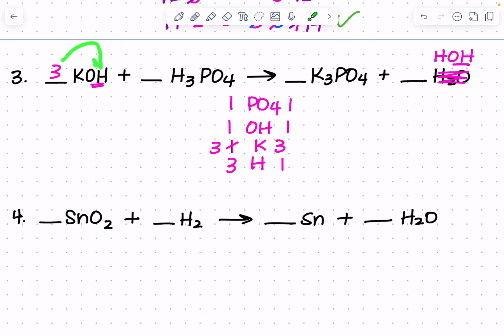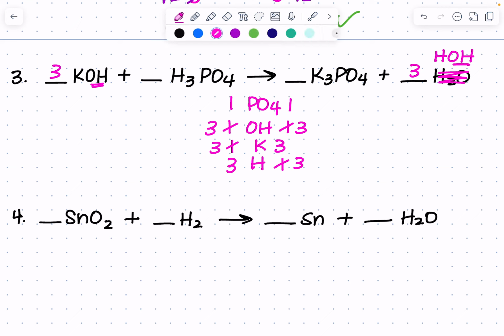That also changes my OHs. So my OHs are now 3. All right, let's fix the OHs on the right-hand side. I need to multiply by 3. But that also changes my hydrogens, which is great because that's the other thing that I needed to fix anyways. So check, check, check, and check. We are done.